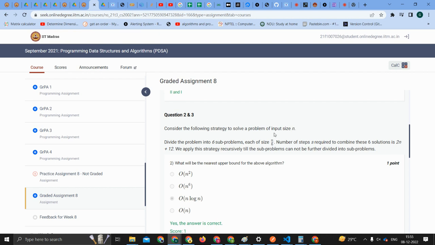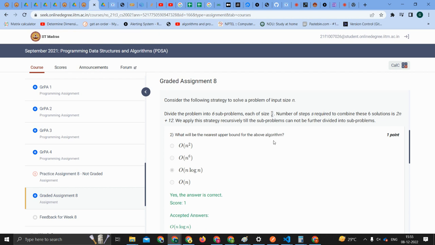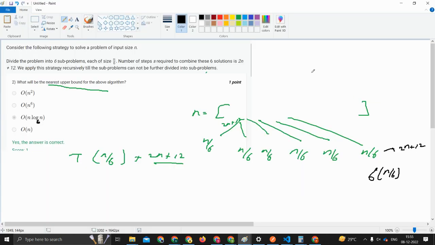Time, number of steps, I think it is similar. So you're only using the 2n plus 12. That is given, right? To combine the sub problems, that is the time taken. We can say it as steps also. I think both are same. You can confirm with this course. I'm not very sure, but this is the meaning. It is 2n plus 12. That is the time taken.